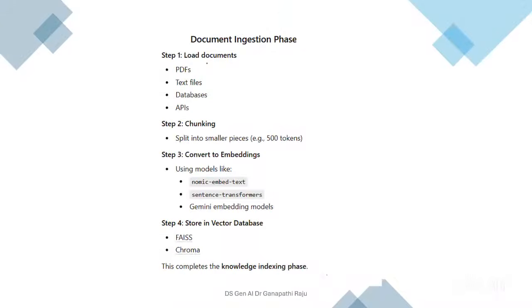For loading the data, we may use PDF documents, text files, databases, or sometimes APIs. Next one is chunking. Anyway, I'll discuss each in detail one by one. Next is embedding, converting text data into numerical vectors. Sometimes I will use Gemini embeddings, sometimes sentence transformer. Another pre-trained model is nomic-embed-text, which is available in Ollama. For the vector store, I will use either FAISS or Chroma database. This is called the indexing phase of the data.